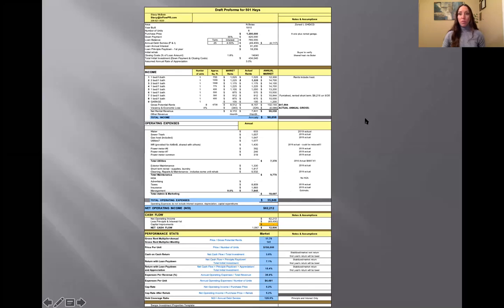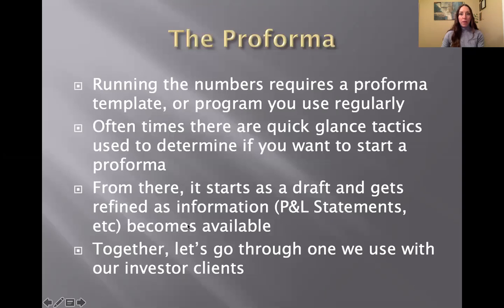I'll share my screen with you now, and we can start to run through some pro formas, how to use them, and the kind of information that you're going to gather no matter which type of pro forma template you're going to use. Keep in mind that running the numbers is going to require a program that you use regularly, the same template. You're going to want to save it and re-reference it in the future.